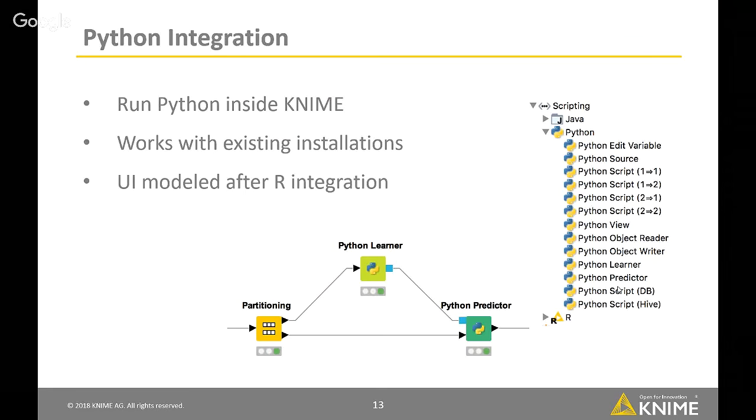The first one I'm going to talk about today is Python integration. So you can continue to use your Python code inside KNIME. It works with existing installations. You can find all the nodes under the scripting section of the KNIME Analytics Platform, which I will show you during the demo. And the interfaces within these nodes are very similar to the rest of KNIME, so they're really easy to use. You don't have to relearn a lot to use these nodes.